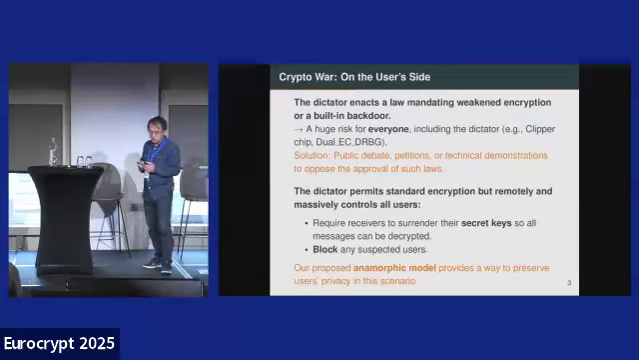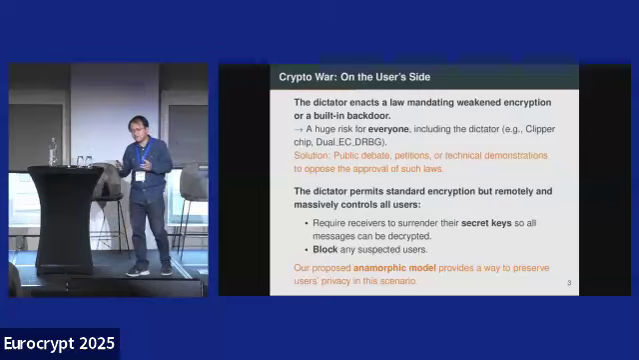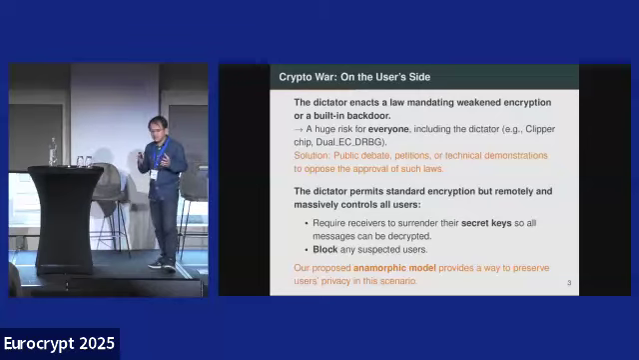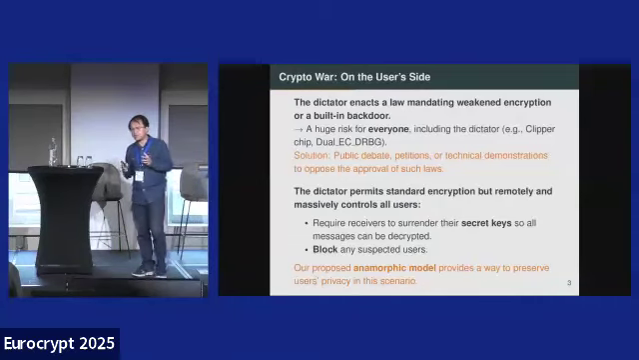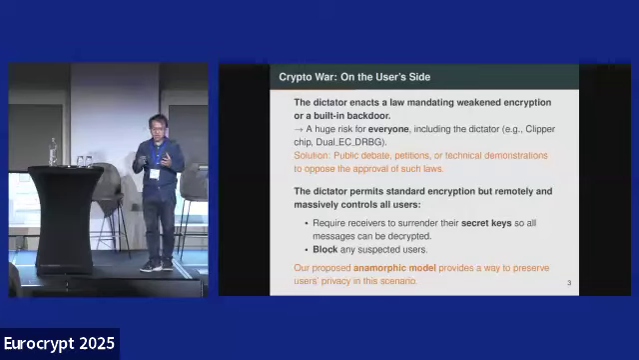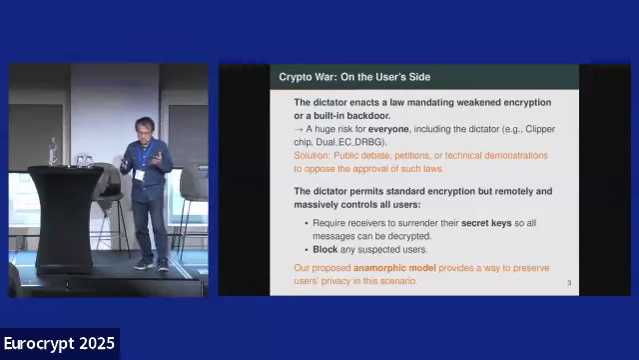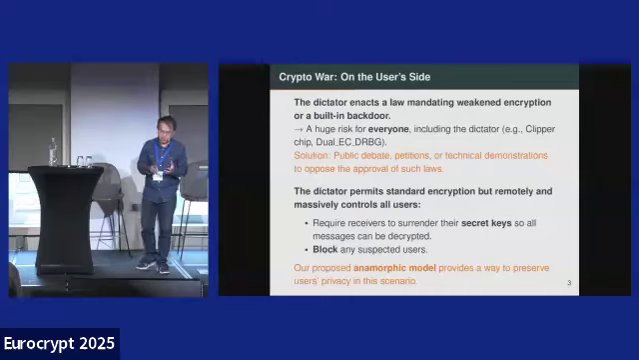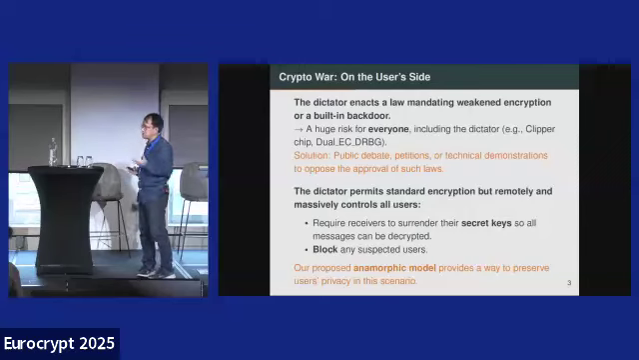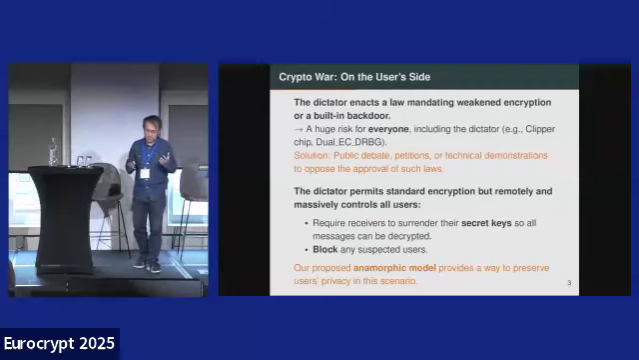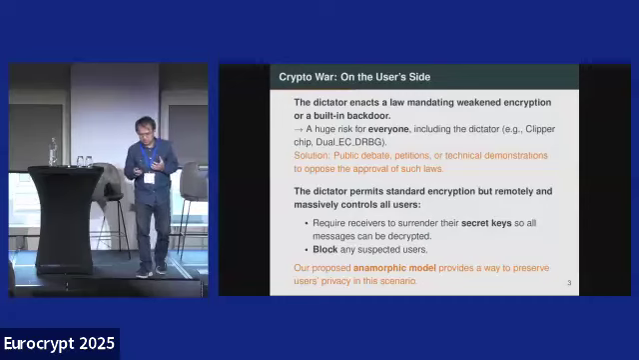Now we suppose that the dictator is clever enough to allow the use of standard encryption, as studied by the community, to prevent the leakage of secret information to outside enemies. However, the dictator of course always tries to control all the users. So the dictator can require the receiver to surrender their secret key and can block any suspected user. And so exactly, the model we propose is to provide a way to preserve user privacy in this scenario.